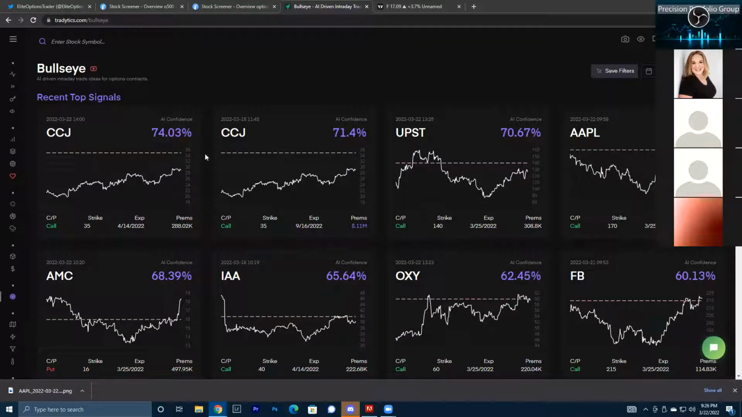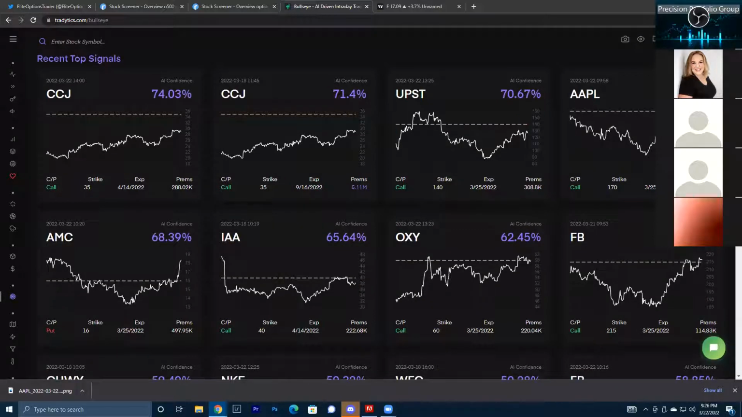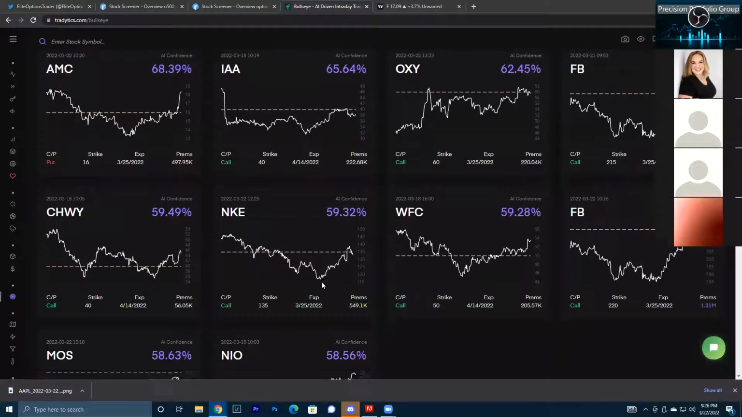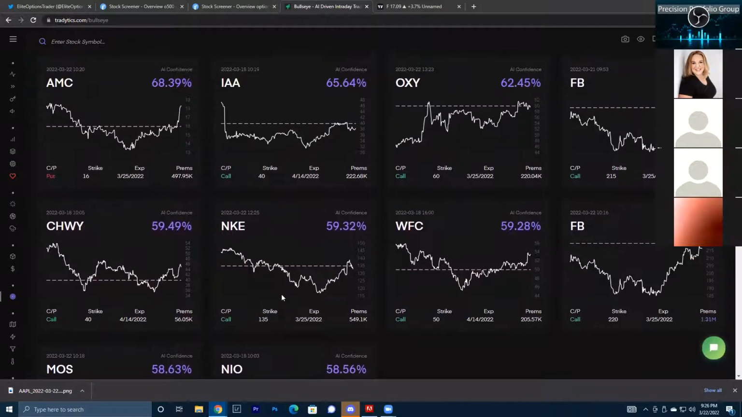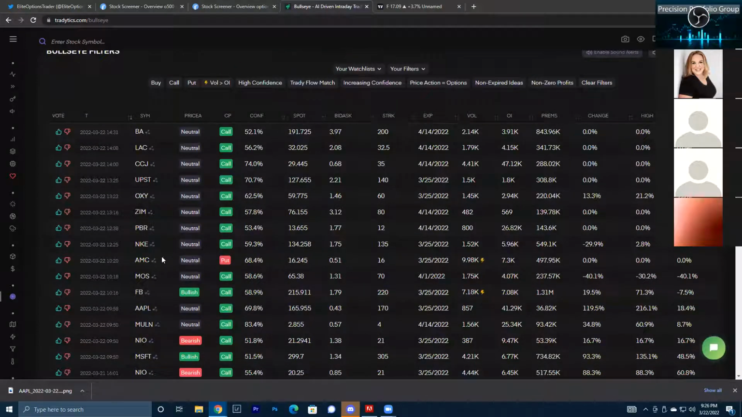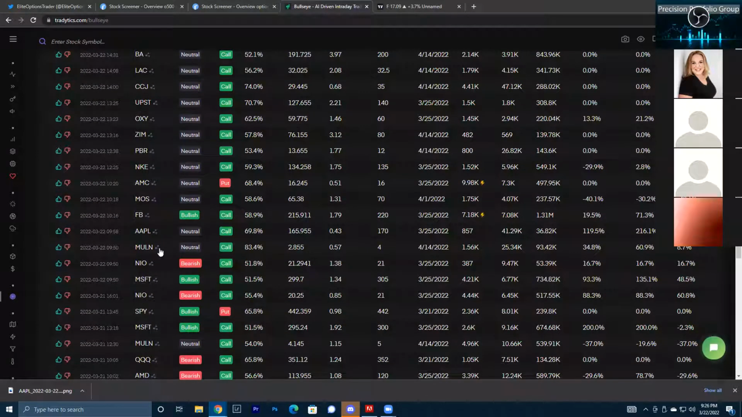You can jump in like a lot of people. For this CCJ, you would jump on this first thing in the morning. Remember, I talked about UPST earlier. UPST, Apple jumped a little bit. So all of these right here were winners today, and it will automatically populate for you. So if it's something that you like, you have to look at it.